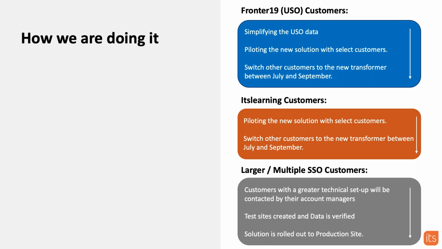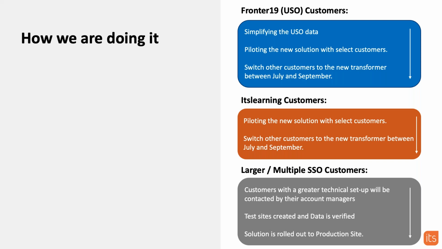The larger customers are more complex customers. Customers with a greater technical setup or technical need will be contacted by their account managers. These are more like local authorities and large colleges and things like that. What we'll do then is we'll create a test site and add the data to the test site. The customer can then verify that that is correct and it looks right. Once that's verified, we then roll it out to the production site, which is the It's Learning site that you all see every day.